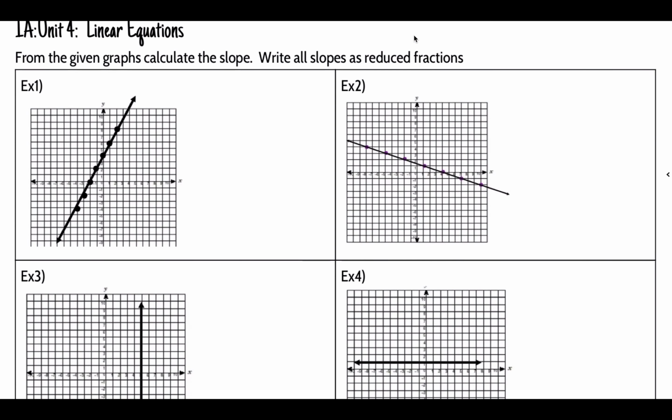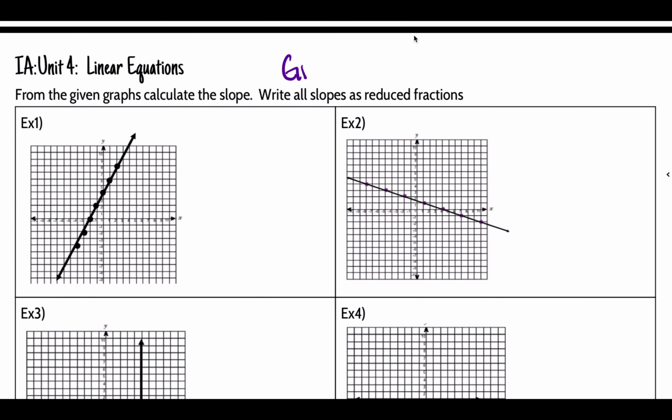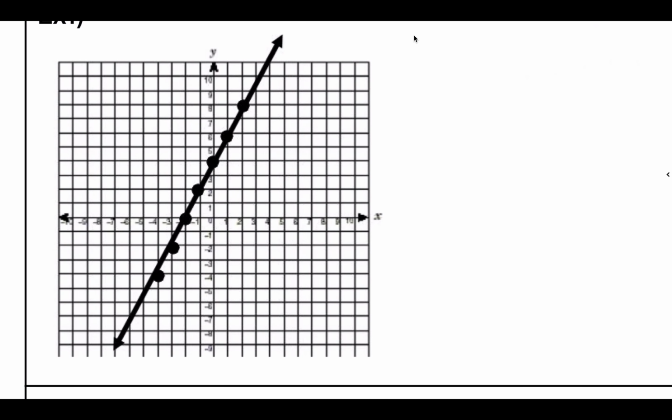So in our graphs, we're going to calculate the slope. When you have a graph, you're going to use rise over run for your m. So in example 1, between 2 points, if we're rising, so we're going up and over, we're going up 4 over 2. So our m is a rise of 4, a run of 2, which reduces down to 2. So this is a slope of 2.